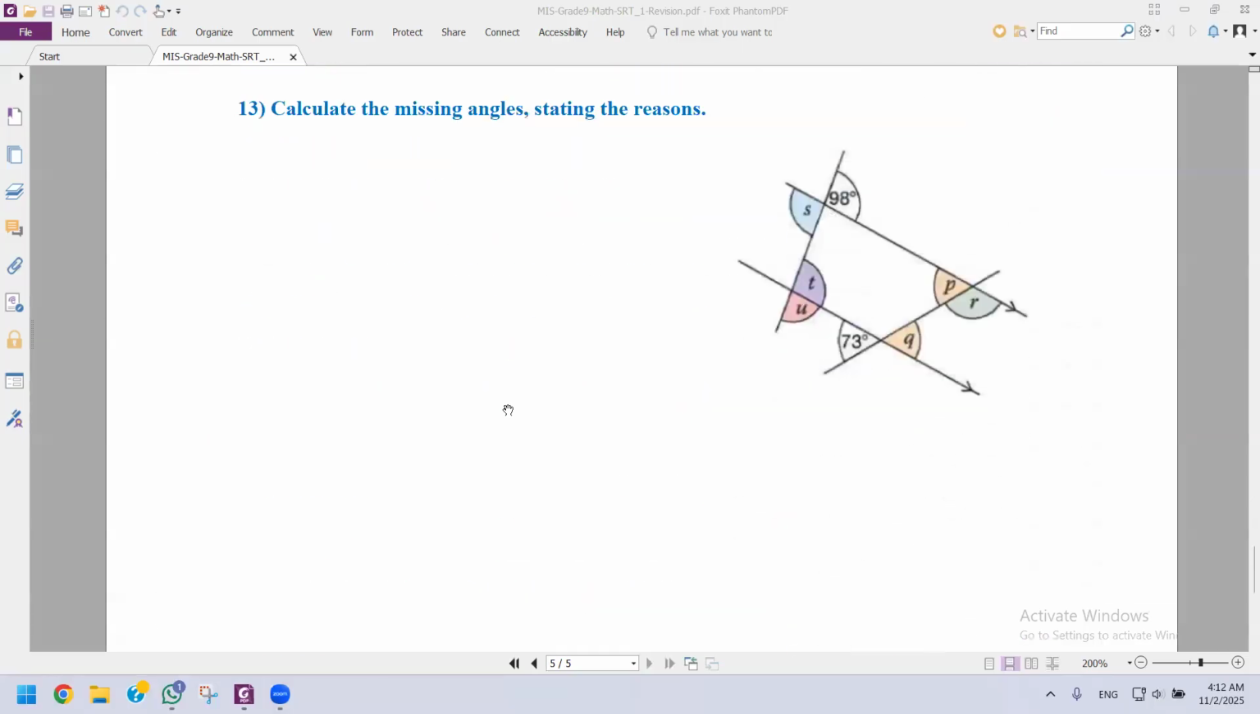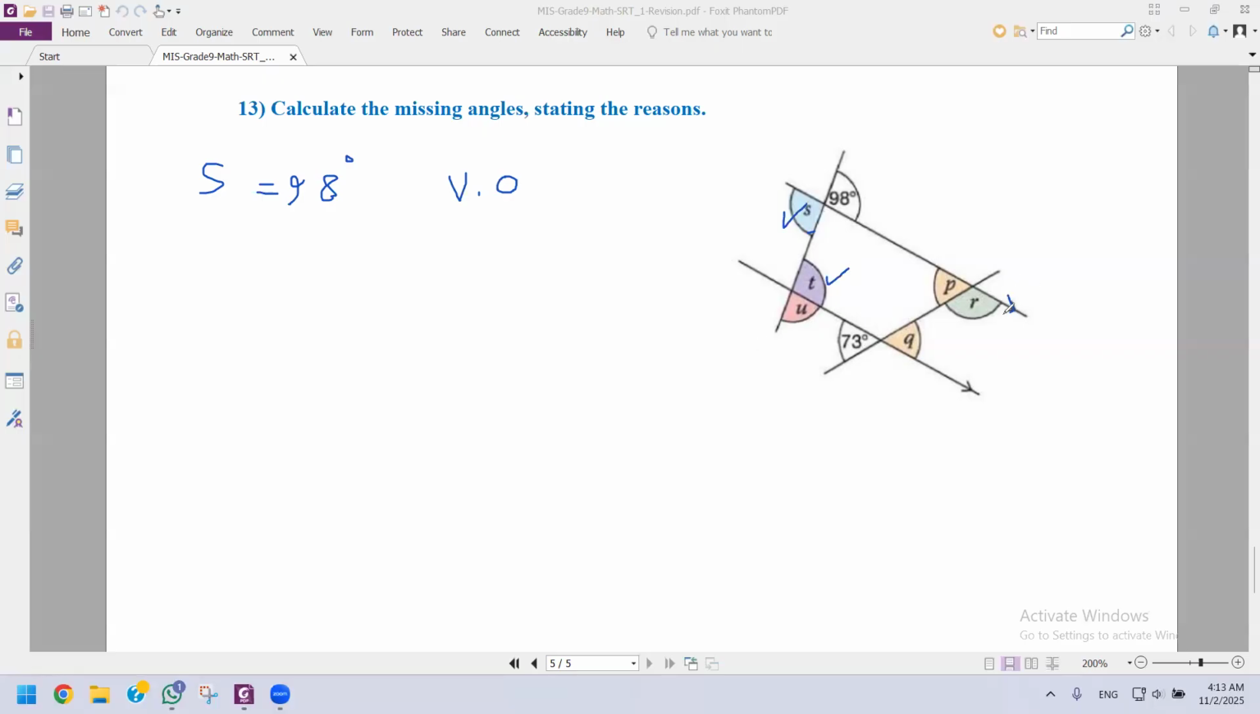Next question. Calculate the missing angles stating the reasons. Okay, let me start from up here, s. What is s equal to? S is equal to 98 degrees. Why? Vertically opposite. Write it all, okay? No, don't write it like this. In the exam, write vertically opposite. Then, let me find t. Now this is done. Let me find t.